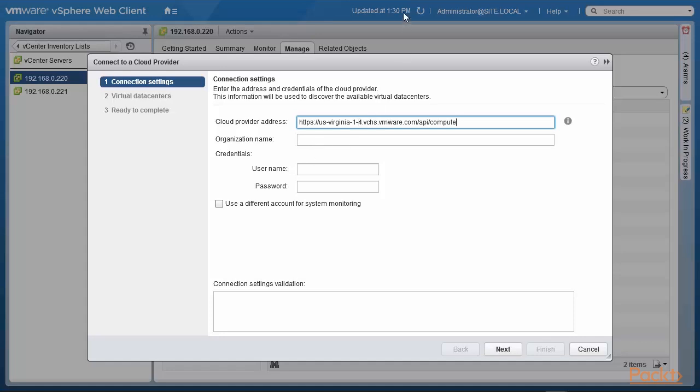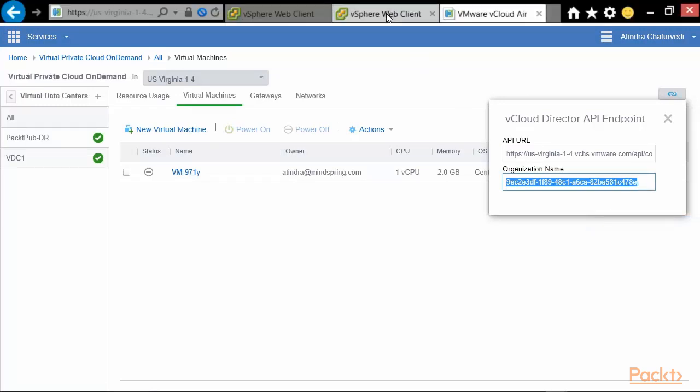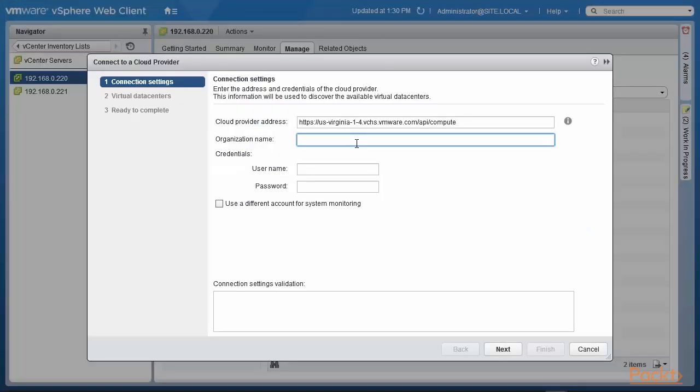Then an organization name, again the same thing. I go to vCloud Air, I copy this, and I come back to my client and do a Control V to paste it back in. Credentials would be the credentials that you are given for your disaster recovery account, and then there will be a password there as well. Of course, this is an administration set of credentials, but if you want to use a different account for system monitoring, which would have a lower level of privileges, then you would click on this and you would be able to do system monitoring to the cloud with lower privileges rather than using administrative privileges, which is obviously a good thing.